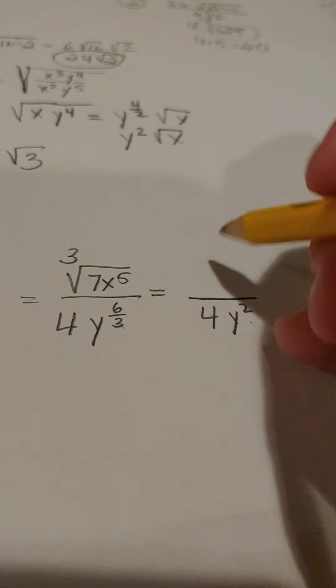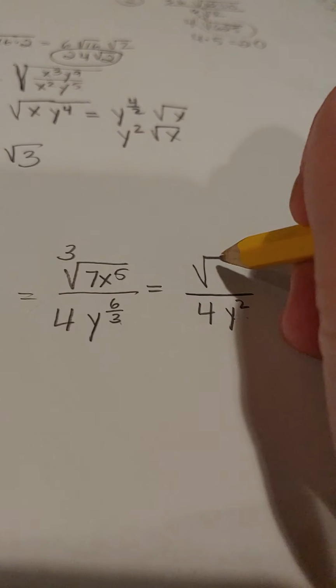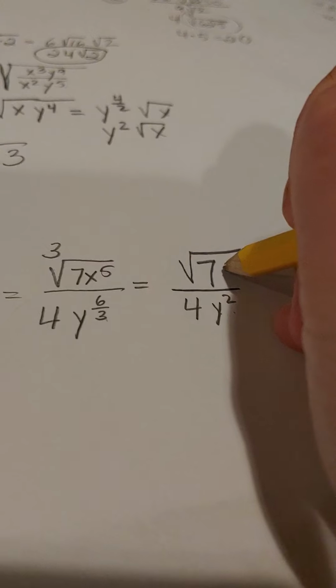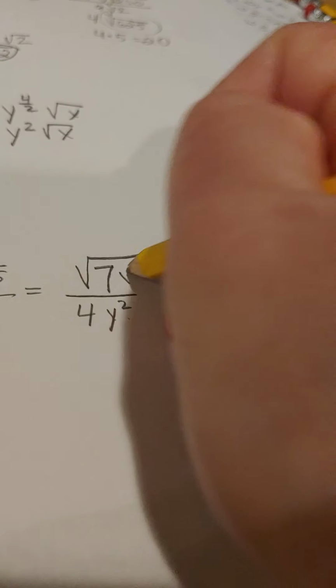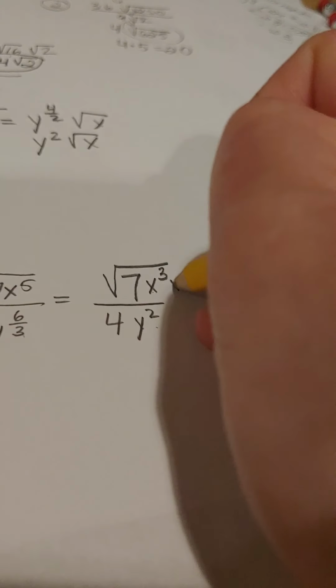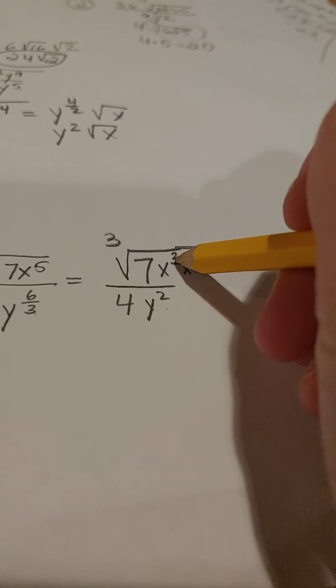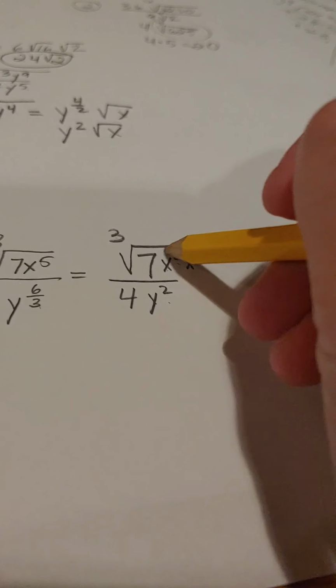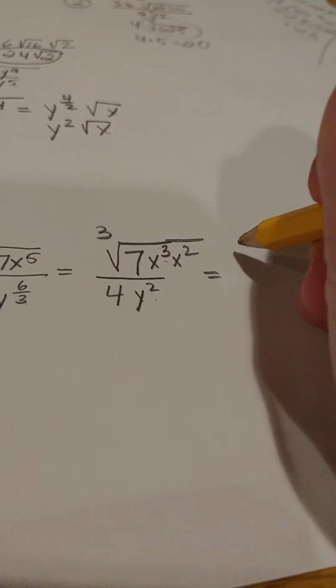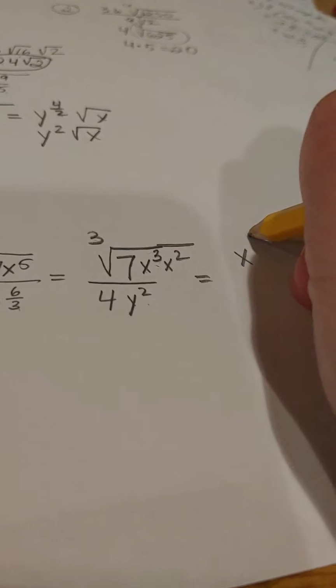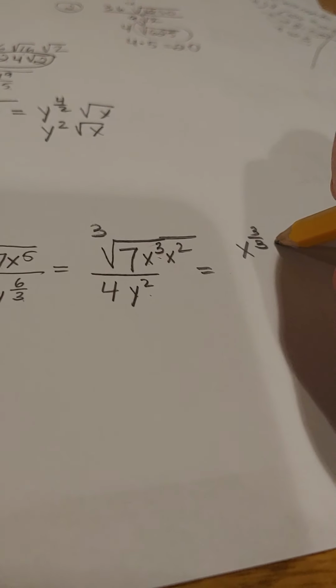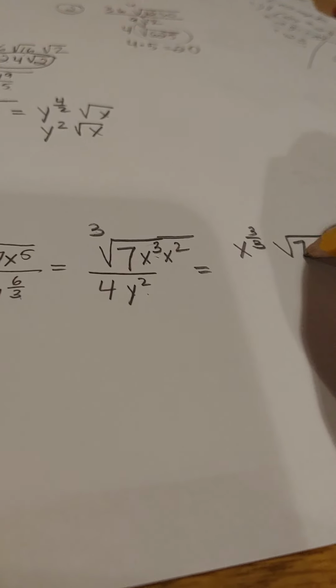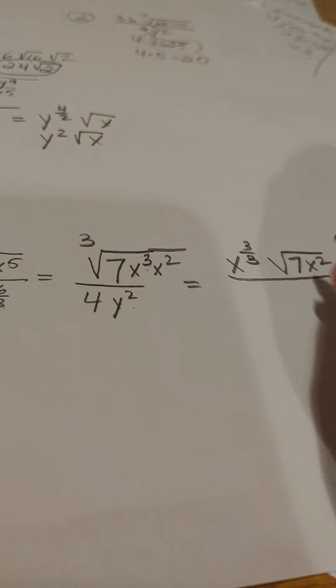Now, x to the 5th power can be split up as x to the 3rd and then x squared. I can take the cube root of x to the 3rd power, which is going to be x, 3 over 3, and then I'm going to have the rest of it under the square root.